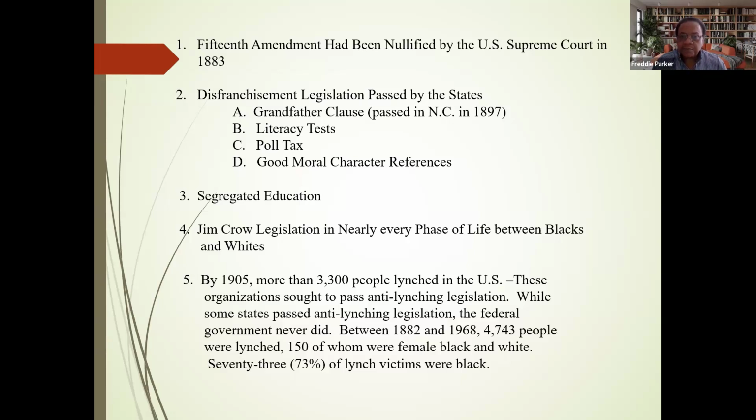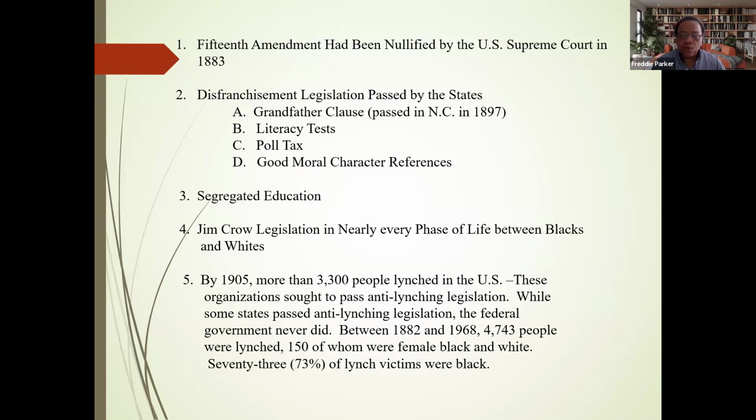Within a few years, as a result of those 1883 decisions, disfranchisement legislation was passed by the states. Grandfather clause was passed first by Mississippi in 1890 and then by other states. North Carolina passed a grandfather clause in 1897. All of you know and have heard about literacy tests. Poll taxes were passed. Good moral character references were passed. Segregated education, Jim Crow legislation in every phase of life between Blacks and whites.